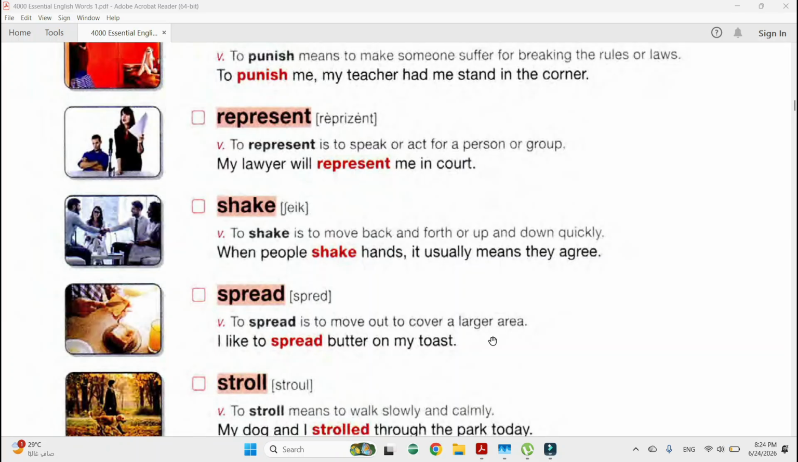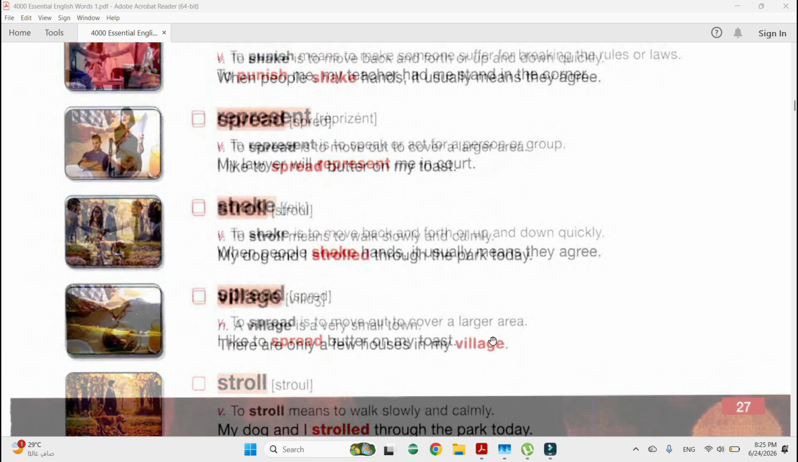Spread. To spread is to move out to cover a larger area. I like to spread butter on my toast.